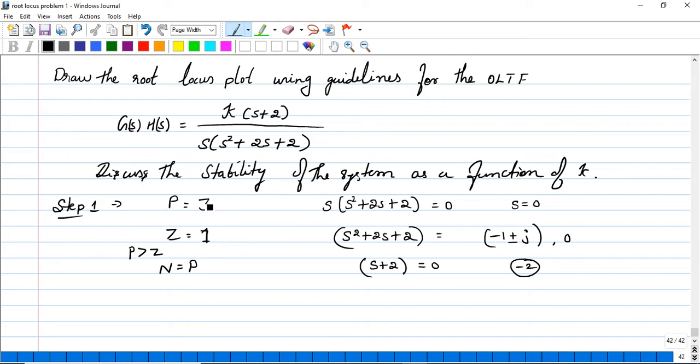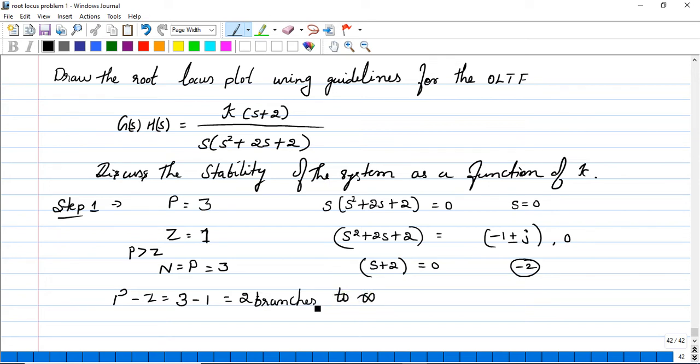So what is the case? 3 is greater than 1, so p is greater than z, so the number of branches will be the number of open loop poles, that is 3. Now one more thing we need to identify: how many branches will tend to infinity. The formula is p minus z branches will tend to infinity. P is 3, z is 1, so we get 2. So a total of 2 branches will tend to infinity.